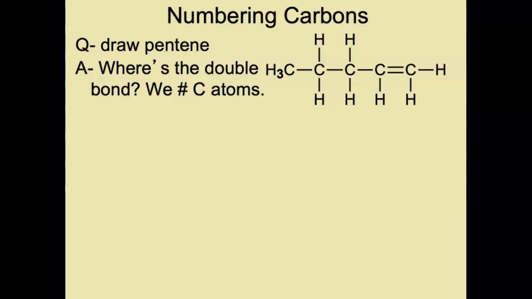So how would we actually name this? The way that we're going to name this is by ensuring that we get the lowest number on the highest priority weirdness. So this thing becomes 1-pentene, is the way that they work.